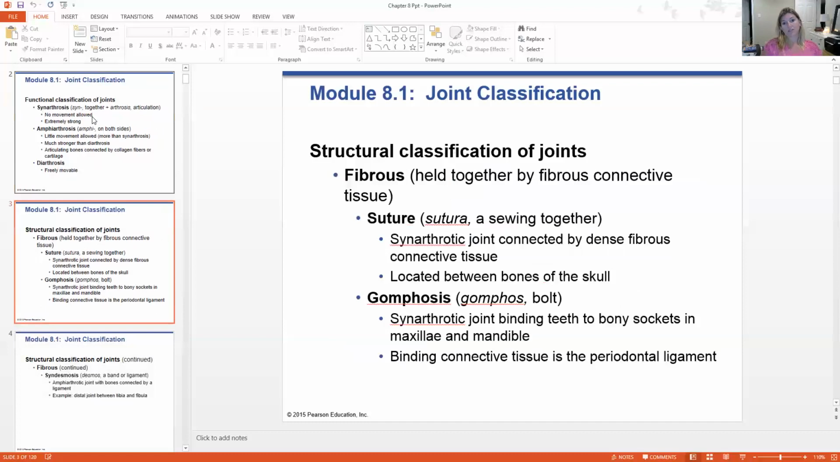The structural classifications of joints. So those are the functional classifications. They can be synarthrosis, amphiarthrosis, or diarthrosis. Now we're going to look at how they're structured, how they're put together.